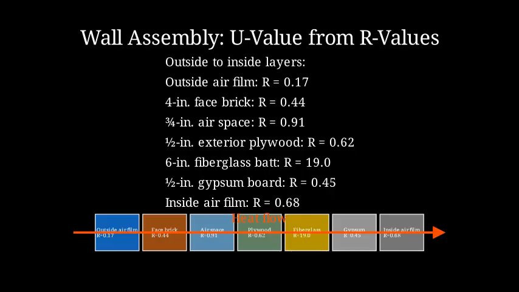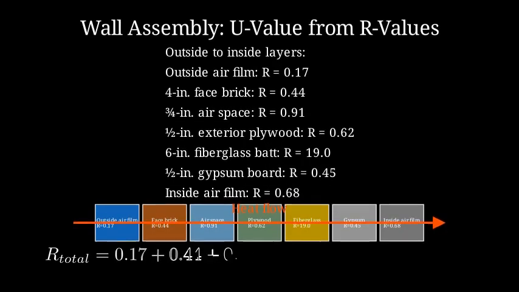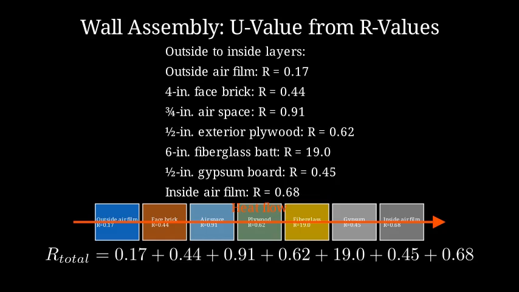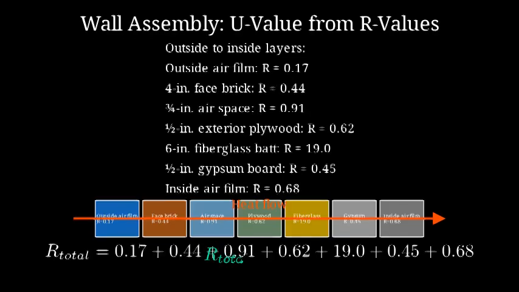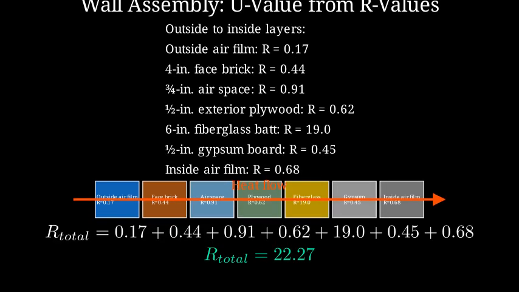Now, we add all the R values. The total resistance is 0.17 plus 0.44 plus 0.91 plus 0.62 plus 19.0 plus 0.45 plus 0.68. This gives a total R value of 22.27.